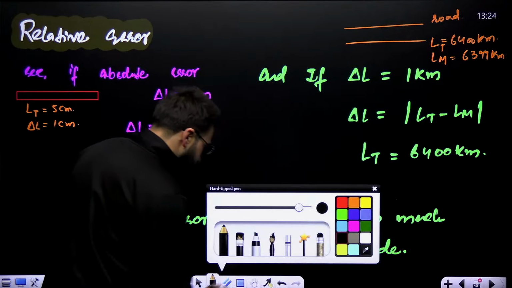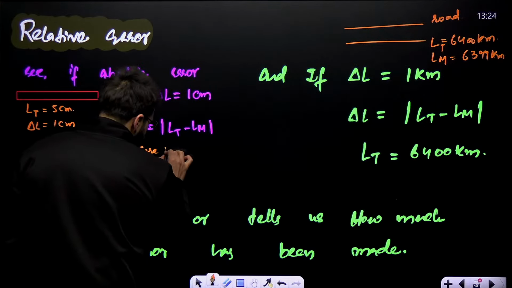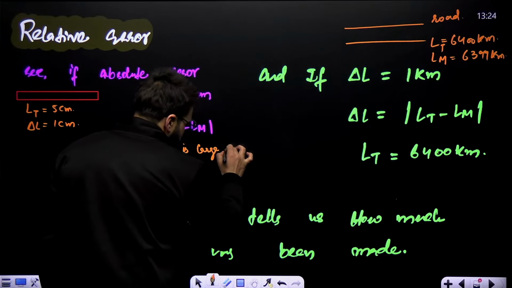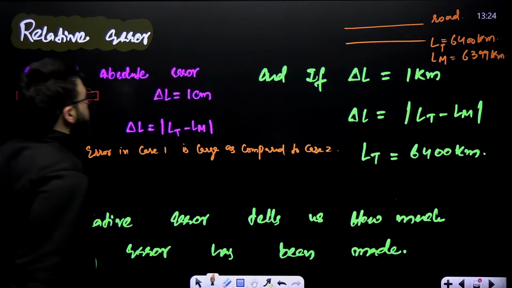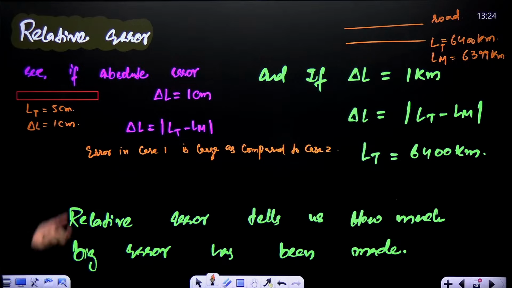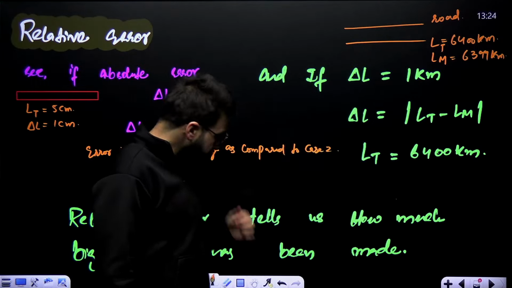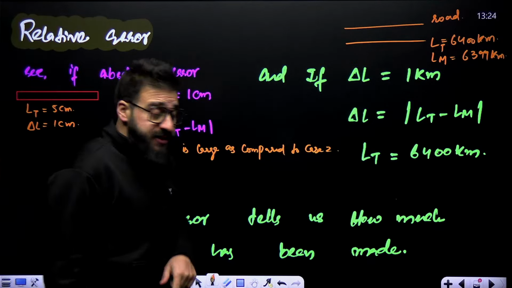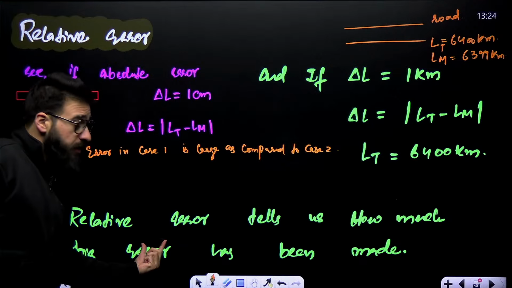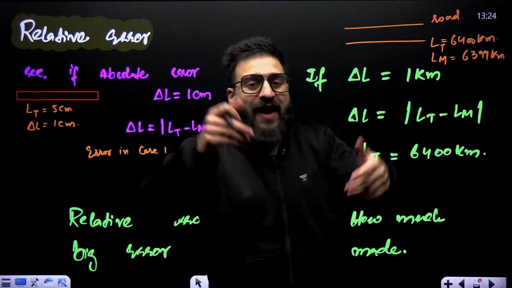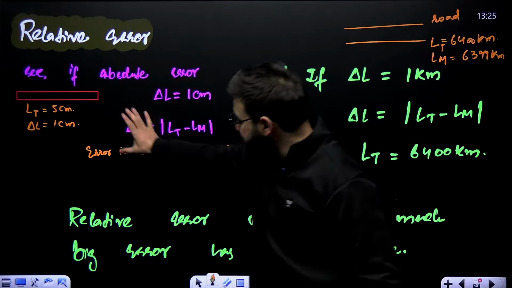So we can say over here, error in case 1 is large as compared to case 2. Why? Because here true value is 5 and error is 1. Here true value is 6400, error is 1. Now, my dear friends, this is the concept of relative error. Relative error basically tells us how much is the error made as compared to the true value. That is what we call the relative error.